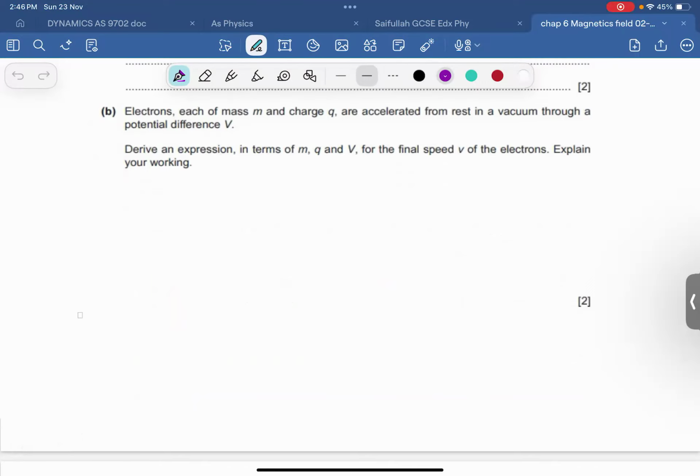Electrons, each of mass m and charge q, are accelerated from rest in a vacuum through potential difference v, and derive an expression in terms of m, q, and v for the final speed of the electrons. Explain your working. Okay.